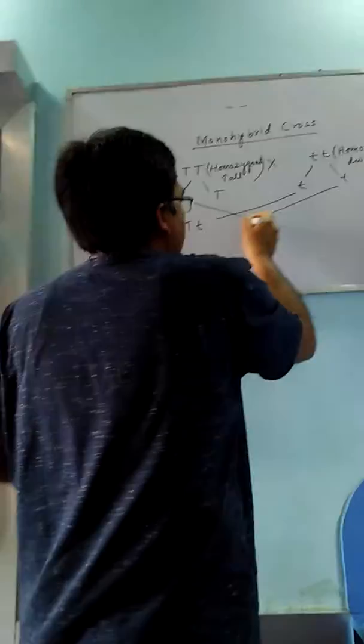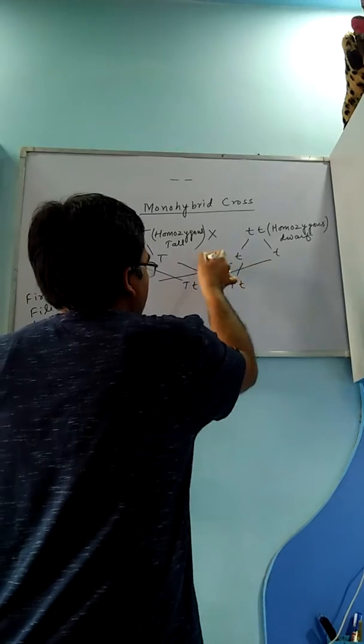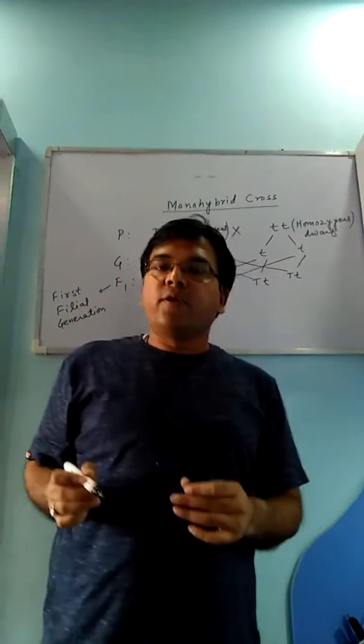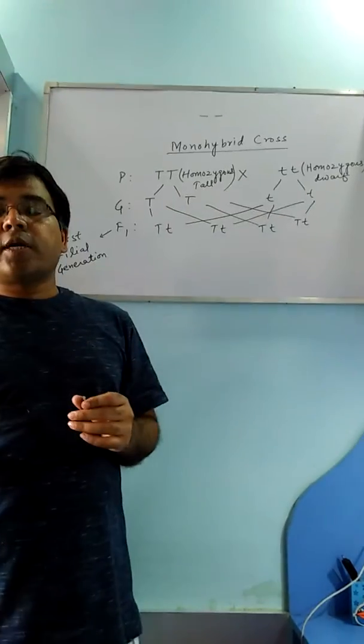This is heterozygous tall. Again, heterozygous tall here, and here also it would be heterozygous tall, and here also heterozygous tall. So I hope you got it. These are all heterozygous tall. So there are two things which can come to your mind.